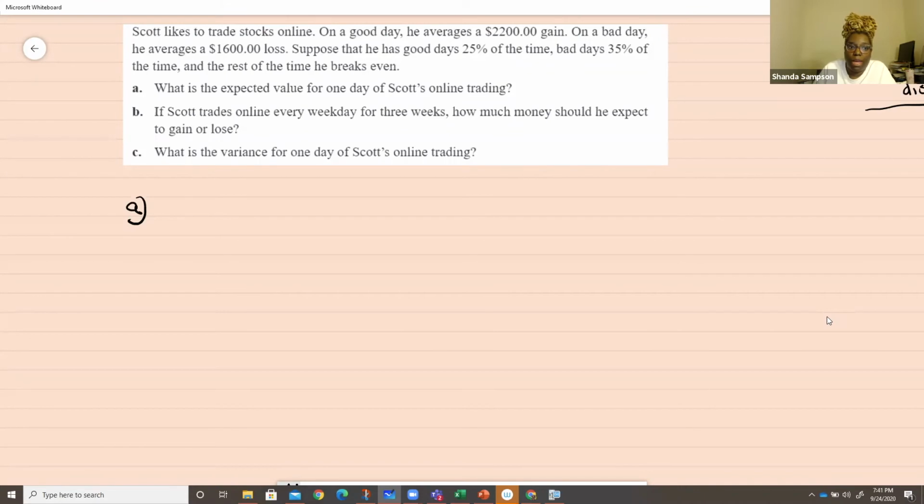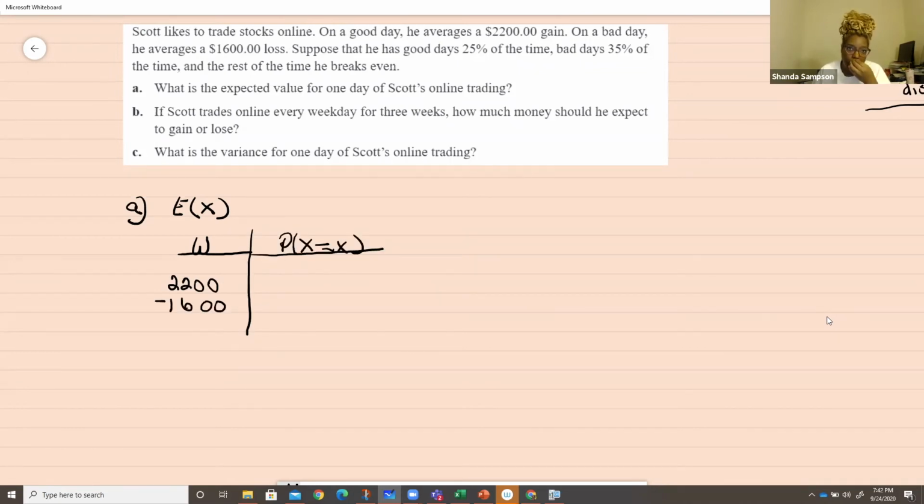So I'm looking for my expected value. So this is what I'm looking at. I go right ahead into my, as I call it, win-lose chart, so to speak. So what does Scott have to win? Well, he has to win $2,200. And what does he have to lose? He has to lose $1,600.